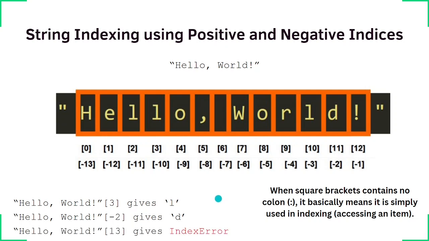Another thing to remember is, what if you try to do hello world 13? It only goes up to 12, so 13 is outside this. There's no index value 13 assigned, because there's no 13th element. When you do that, Python will give you an index error. So keep that in mind.